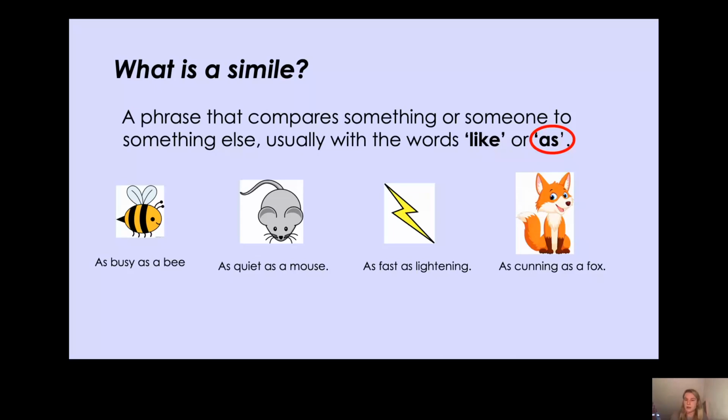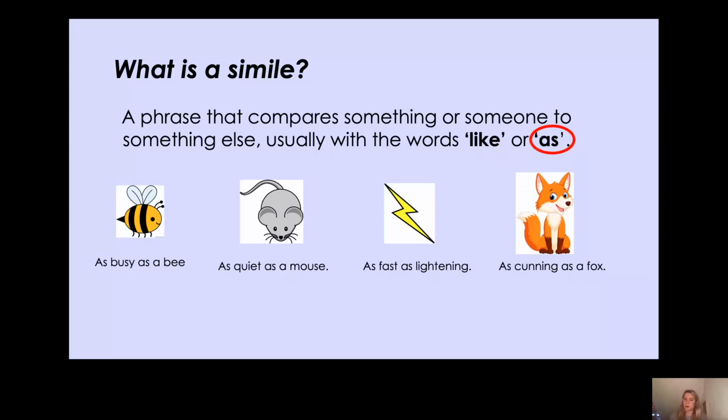Now the next one, as fast as lightning. Now we know that lightning strikes are very fast, aren't they? They come up in the sky and then they go before we know it. So therefore they're very fast. So for example, if a person runs and they run very fast, we could compare them to lightning when they run, and we could say they run as fast as lightning.